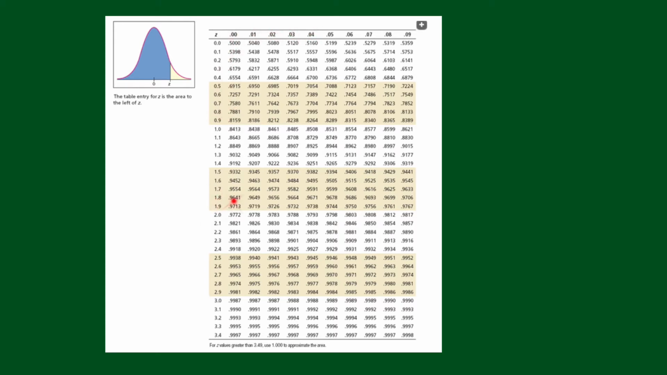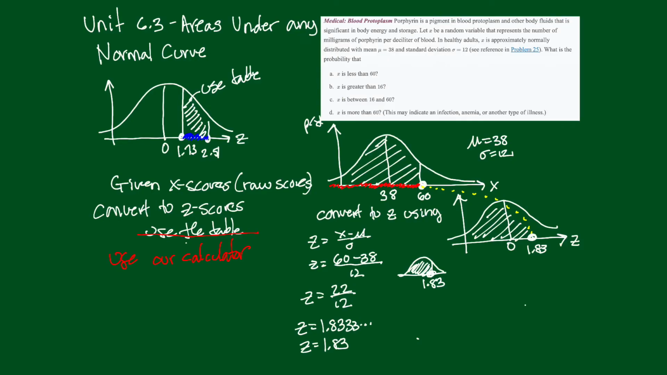So 1.83, I'm getting 0.9664. And remember, it reads the area from the very left all the way up to your z value. So 1.83 was that 0.9664. Now let me go back to our problem. So that 1.83, this area turns out to be, let's see if I can actually draw it, 0.9664.